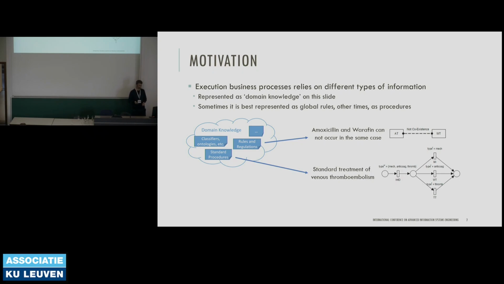But we don't have only declarative specifications, but also procedural ones. This would be our standard procedures. Standard treatment of venous thromboembolism is something that I will use here as an example. In this specification, we have an intervention decision, and based on the decision that is going to be made, we have 3 different procedures that will follow.